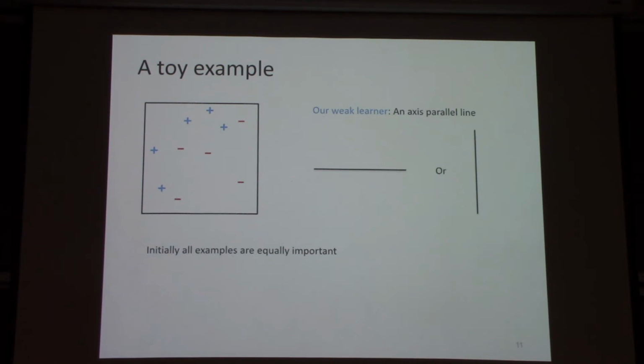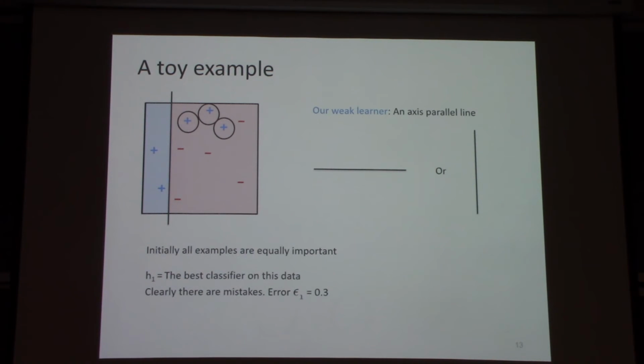Initially, and this will become important later on, all these examples are equally important in deciding where to put the line. And let's say the best classifier on this data is this line. You put the line here and you decide that everything on one side is positive and the other side is negative. Let's call this classifier H1. So we've got a rule of thumb. Clearly there are mistakes. In this case, 3 out of these 10 examples are not correctly predicted. So the error is 0.3.